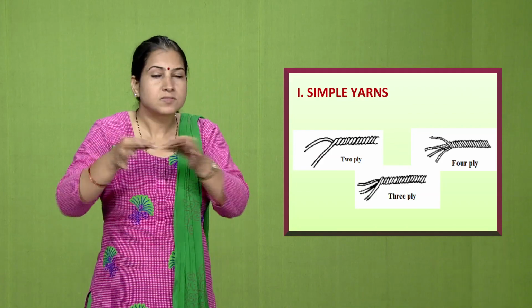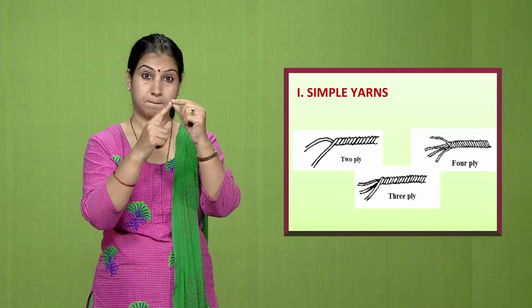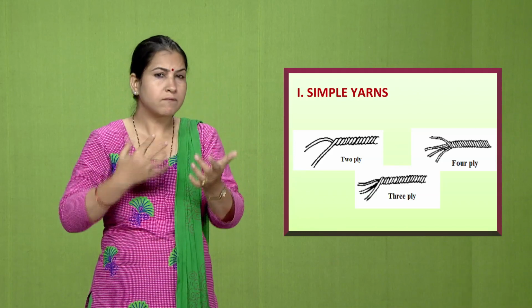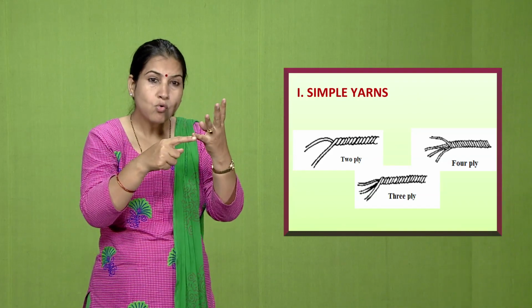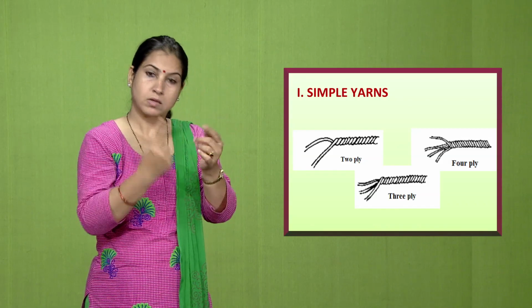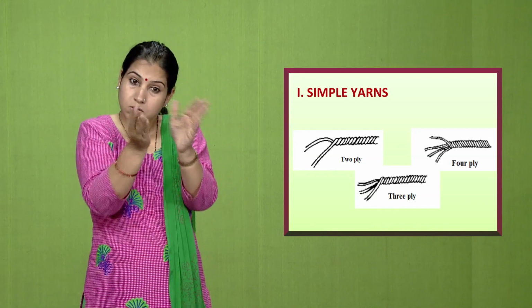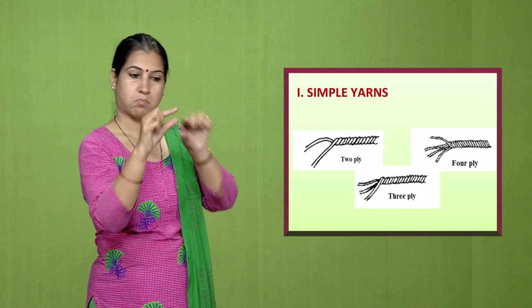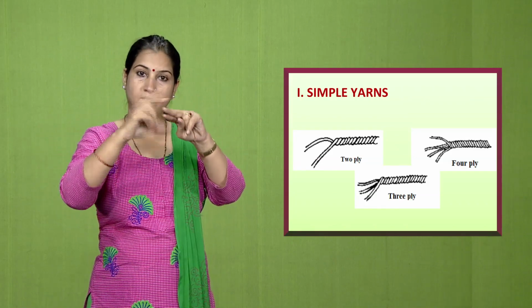An example is a 4-ply yarn. On untwisting it, we find that it is made up of 4 strands of yarns. These are the single yarns, and when twisted together, they form one 4-ply yarn.